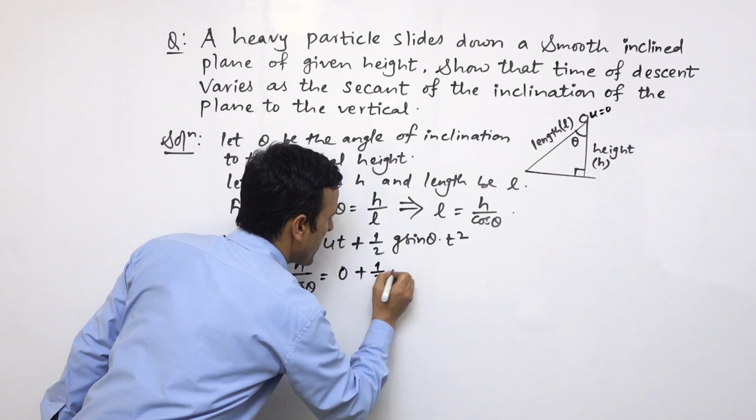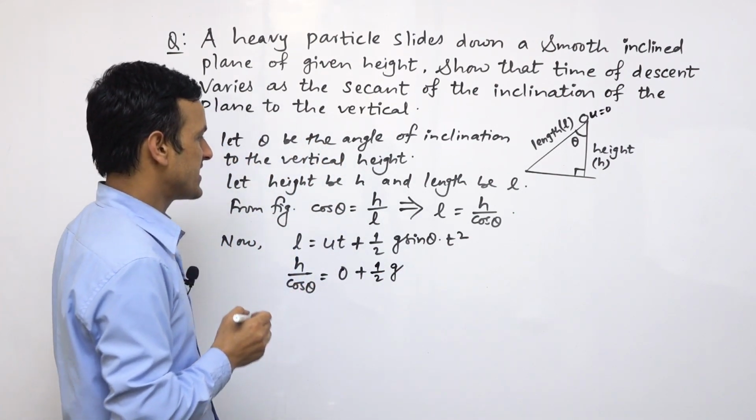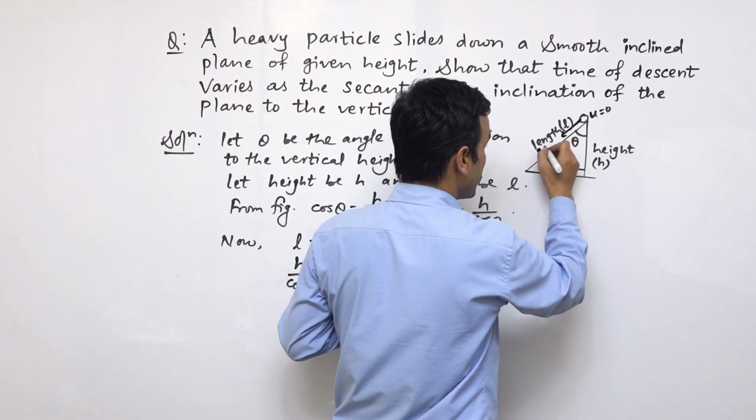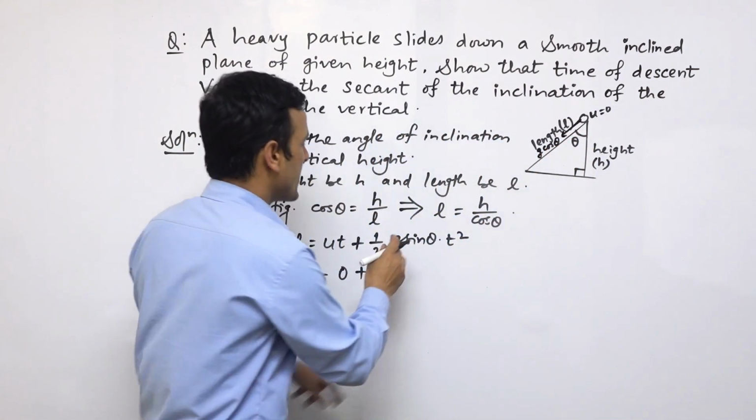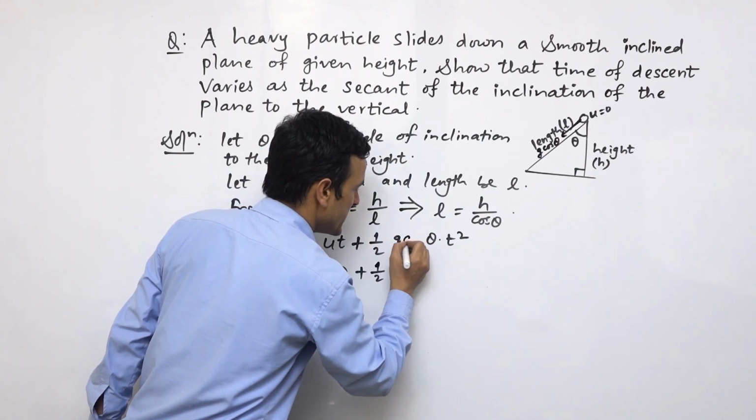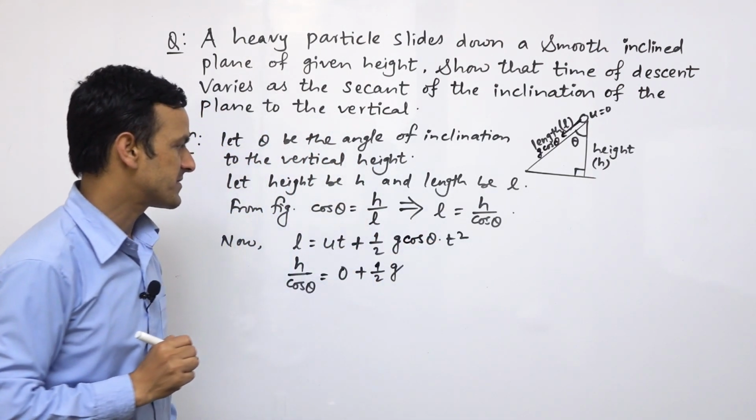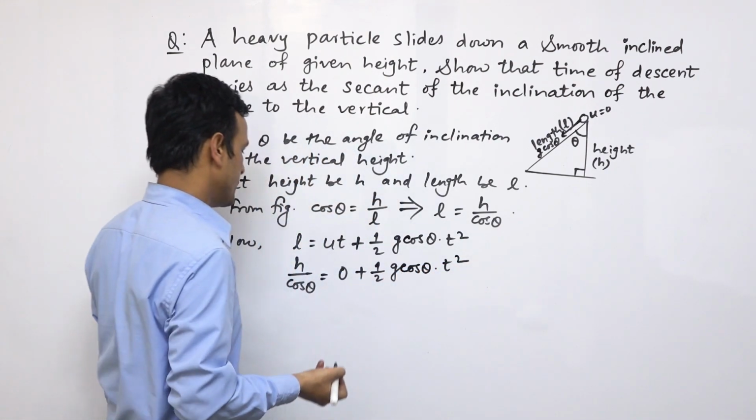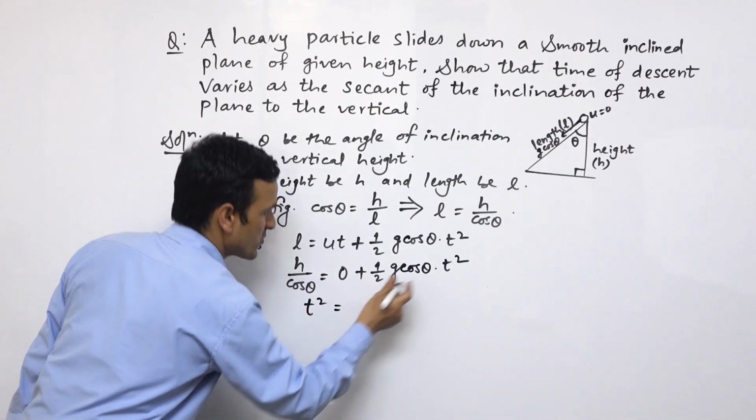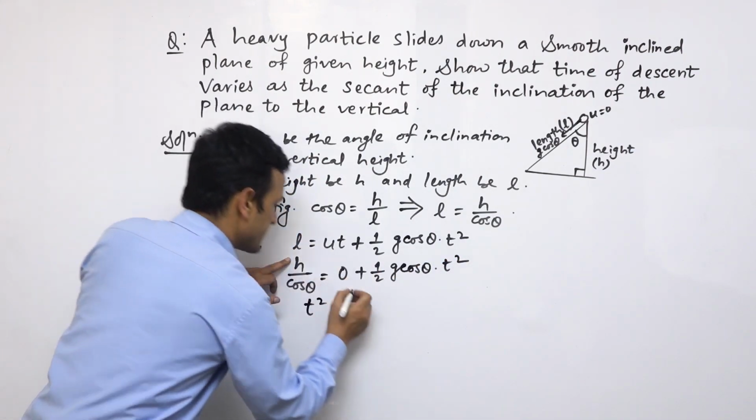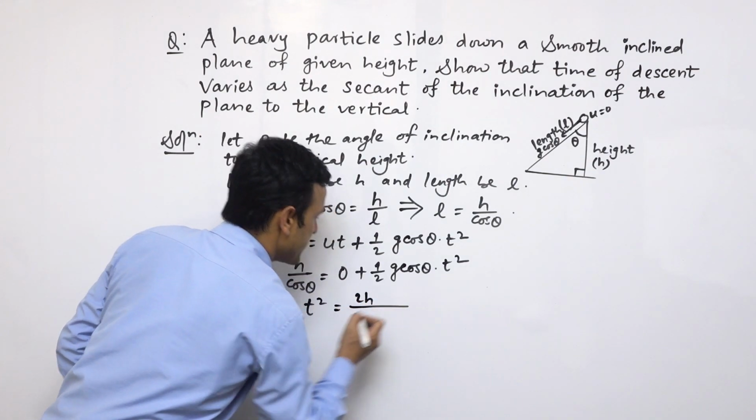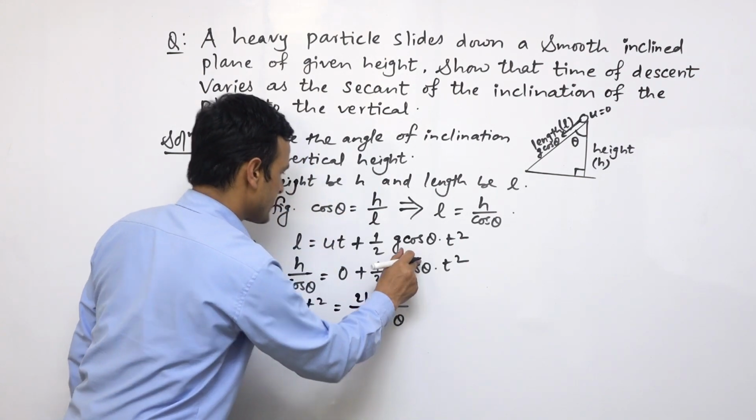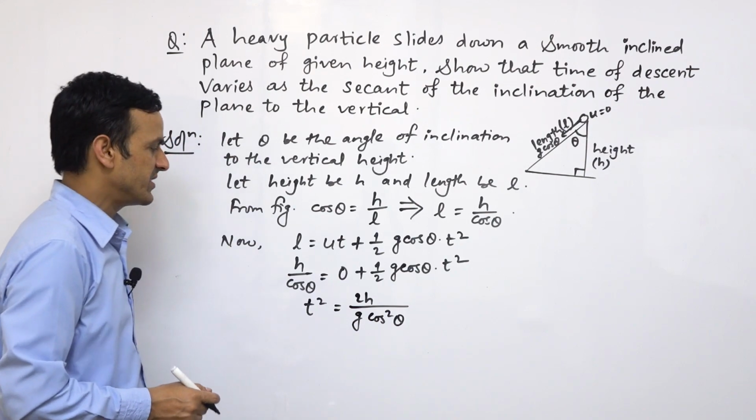So half g, no, it is g cos theta, not g sin theta. The acceleration of this particle is g cos theta here, not g sin theta. So it is g cos theta times t square. Finding the value of t square from here: 2 into h, it is 2h, divided by g cos square theta. This cos and this cos means cos square theta.